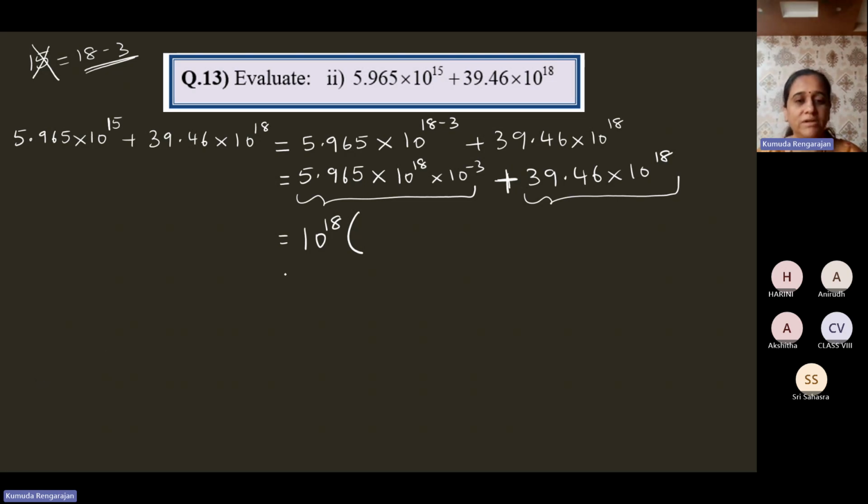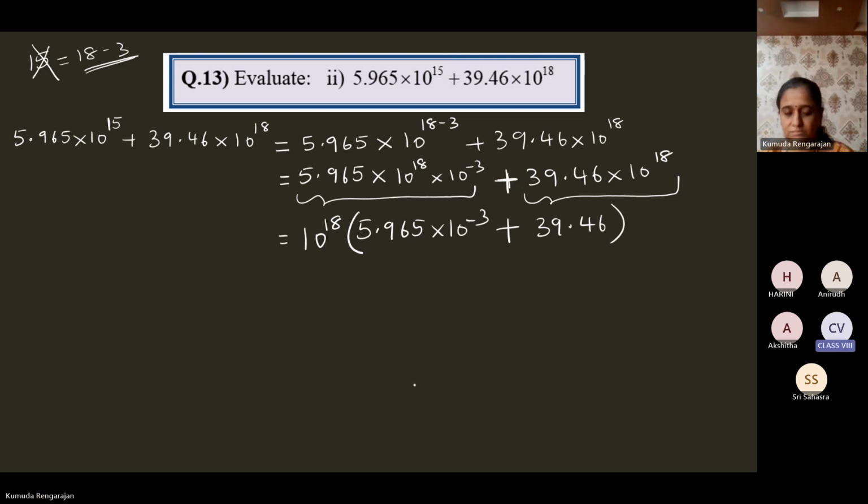10 to the power 18 is common, take it out. So in the first expression, there are 3 numbers. Of that, 10 to the power 18 is outside. Write the remaining 2 numbers. Got this? Yes, ma'am. Put this plus sign. Now, in the second expression, there are 2 numbers. But of that, 10 to the power 18 is already outside common. So write that remaining 1 number. Is this understood? Yes, ma'am.